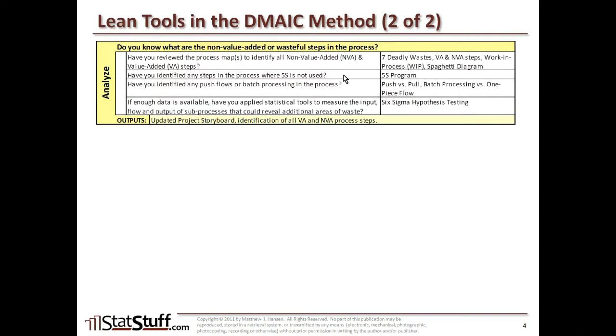Next, the question you might want to ask is, have you identified any steps in the process where 5S is not used? Well, you might want to use the 5S program to explore that, to figure out where 5S is not being used, because if it's not being used, again, those could present some opportunities for streamlining the process or helping to improve the overall efficiency of that process. Next, have you identified any push flows or any batch processing that exists in the process? Well, these are using the concepts of push versus pull and batch processing versus one-piece flow that can help in identifying these potential forms of waste.